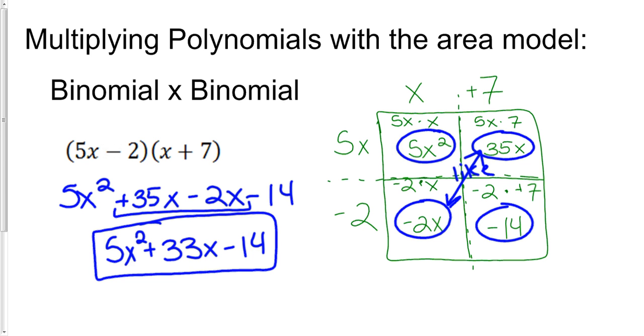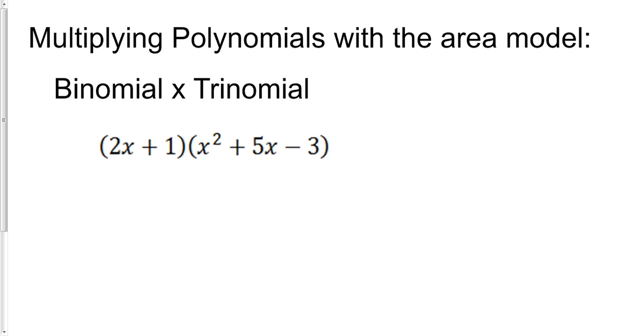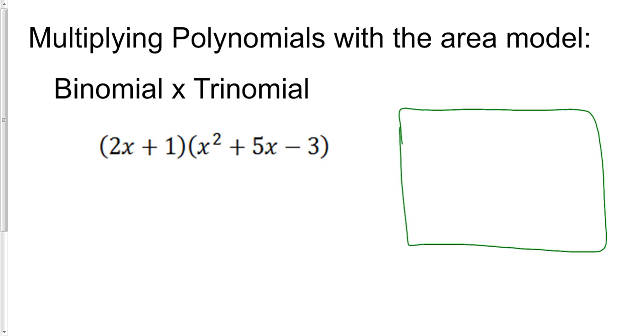So there's a binomial times a binomial. All right. Last example is a binomial times a trinomial. Draw our boxes. We've got a 2x and a positive 1 down the side. I'm going to go ahead and draw a line to separate those two. And across the top, we've got x squared, 5x, and then negative 3.